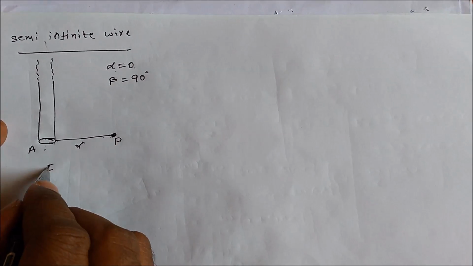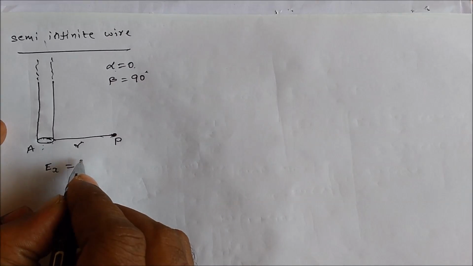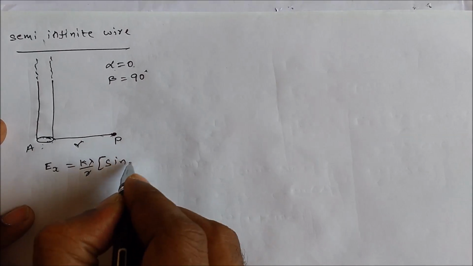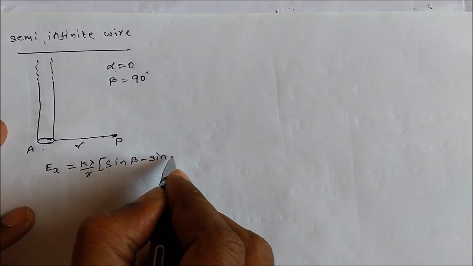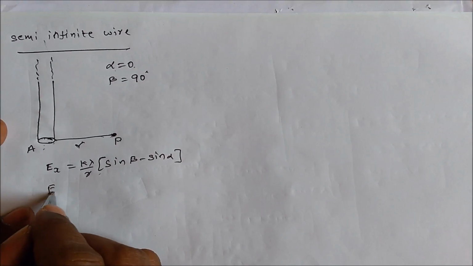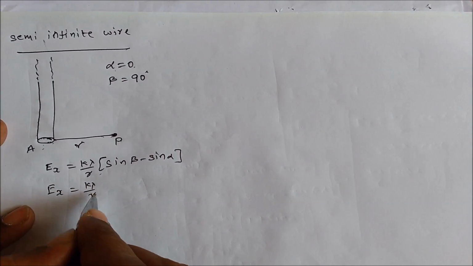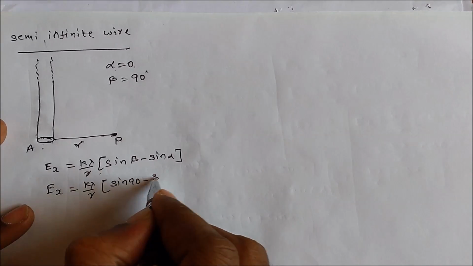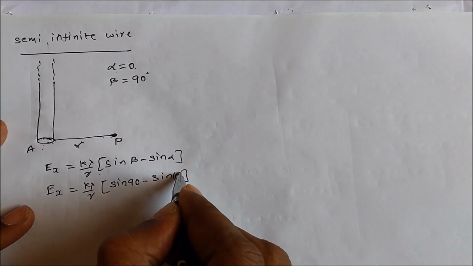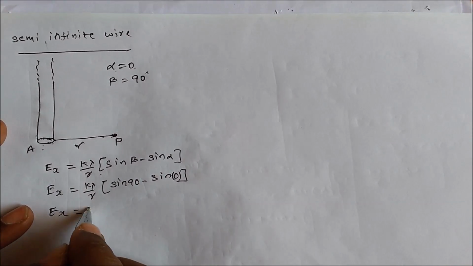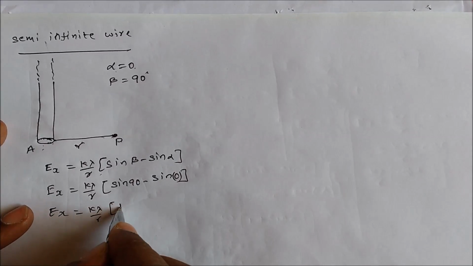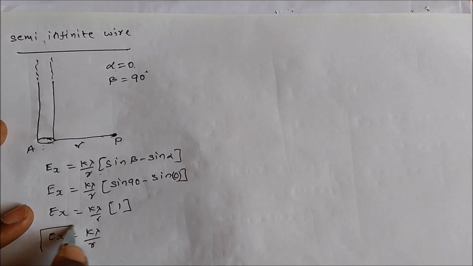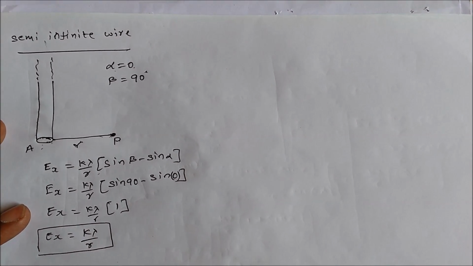Then the x component, you know the formula, is k lambda by r (sin beta minus sin alpha). If you substitute that, Ex is equal to k lambda by r (sin 90 minus sin alpha), beta is 90 degrees and alpha is 0. So Ex is equal to k lambda by r, since sin 90 is 1. This is the x component of field intensity.